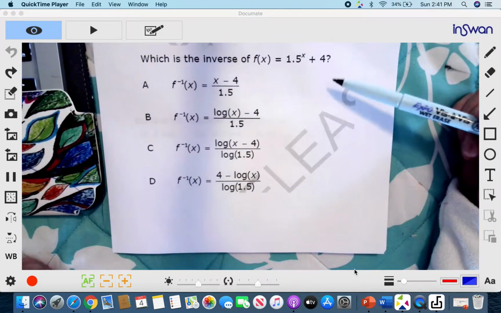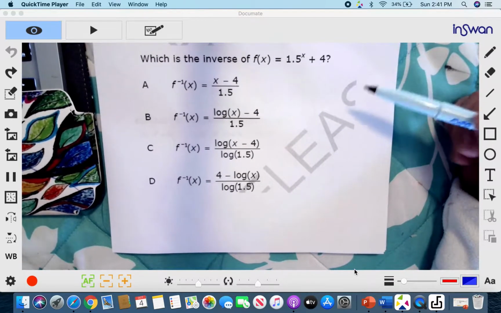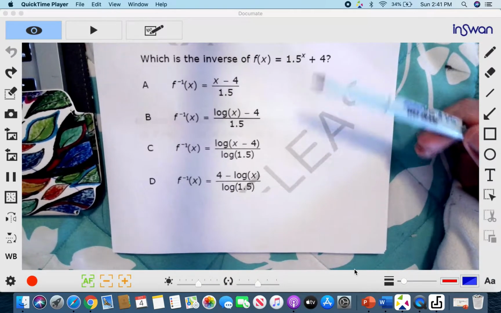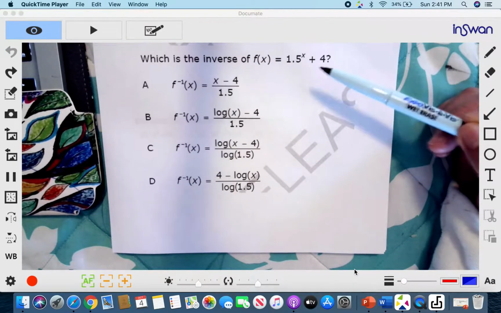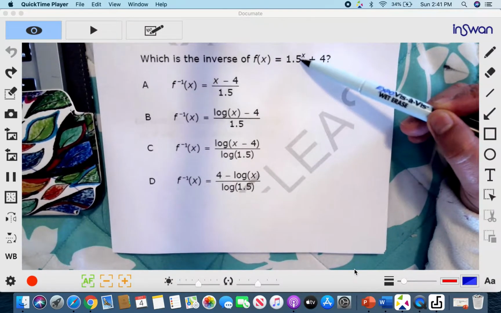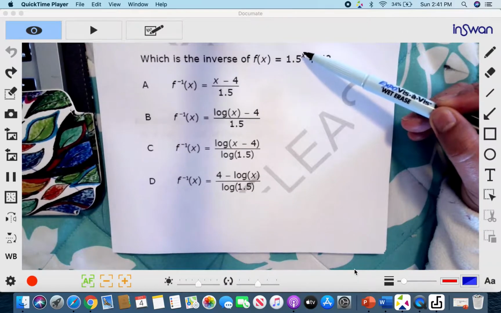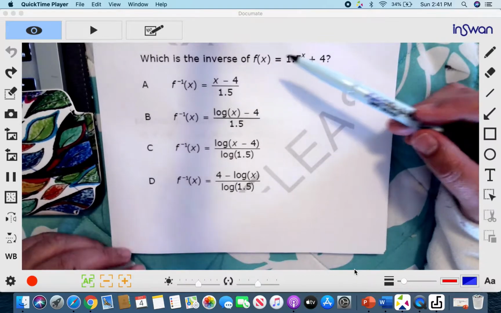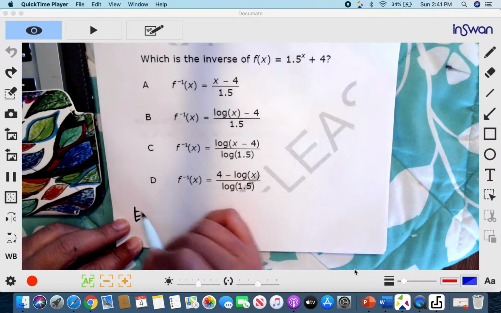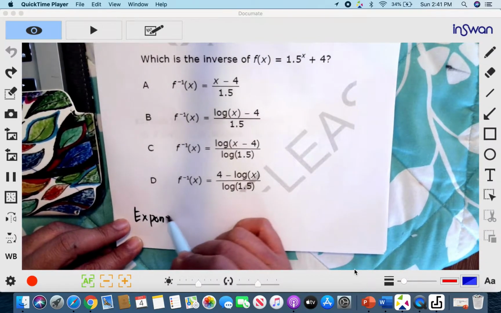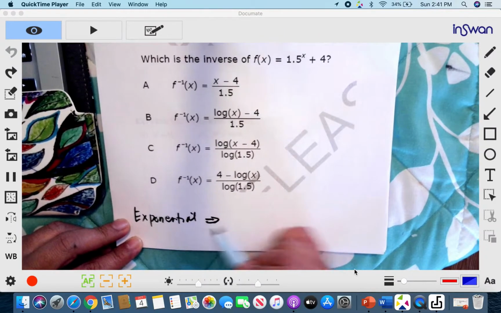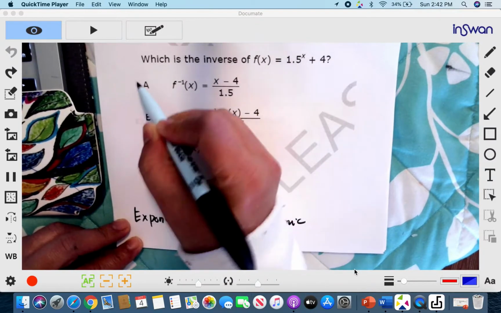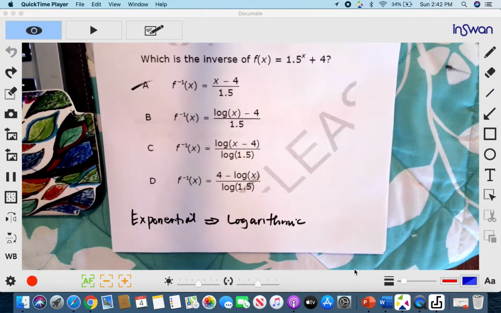Which is the inverse of f of x equals 1.5 raised to x plus 4? By vocabulary, the function here is an exponential function because the exponent is a variable, it's x. And by definition, the inverse function of an exponential function is always a logarithmic function, leaving the first option to be a distractor. So it's not an answer.